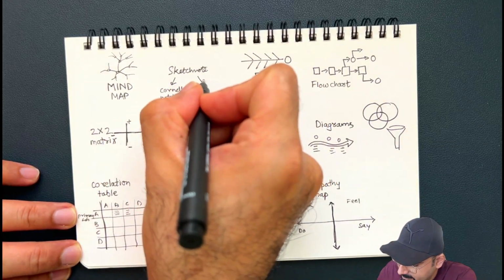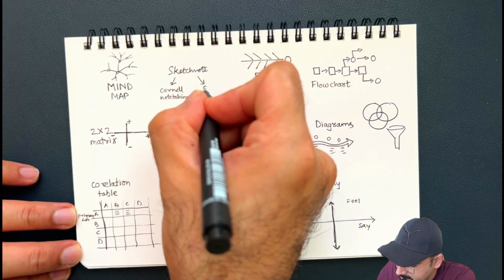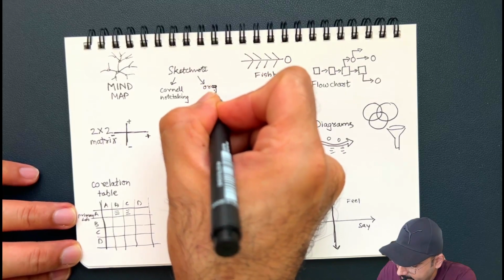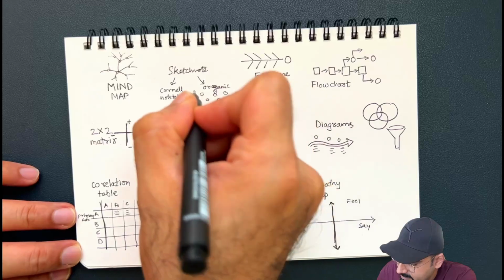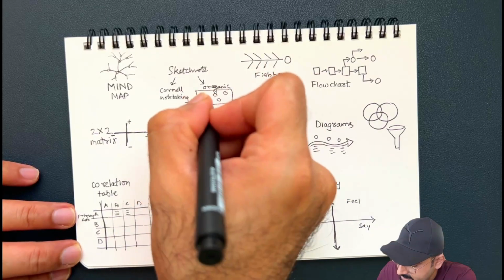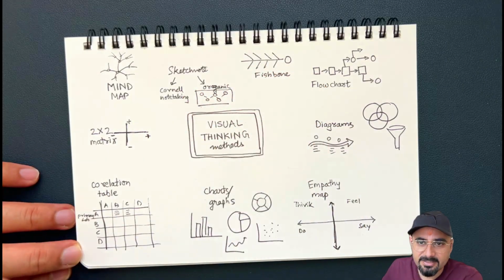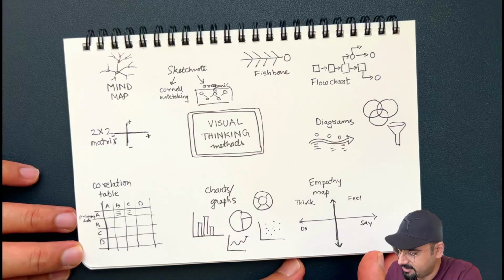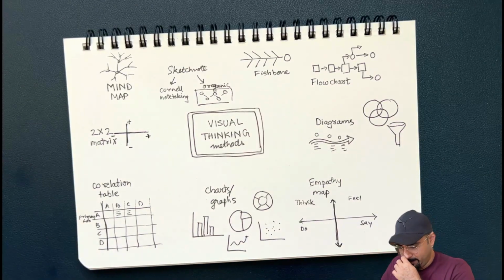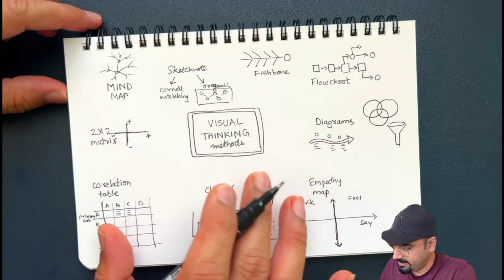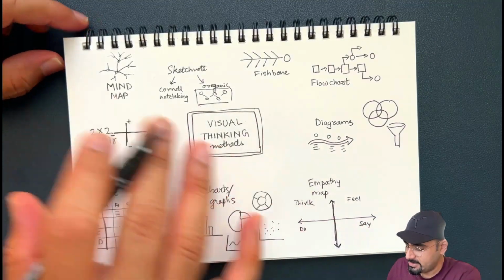Then there are organic note-taking methods, right, which kind of pop out anywhere on the page, and then you start making connections between each of the information items. All right. So that's about the entire set of visual thinking methods. Now let's look at mind map.